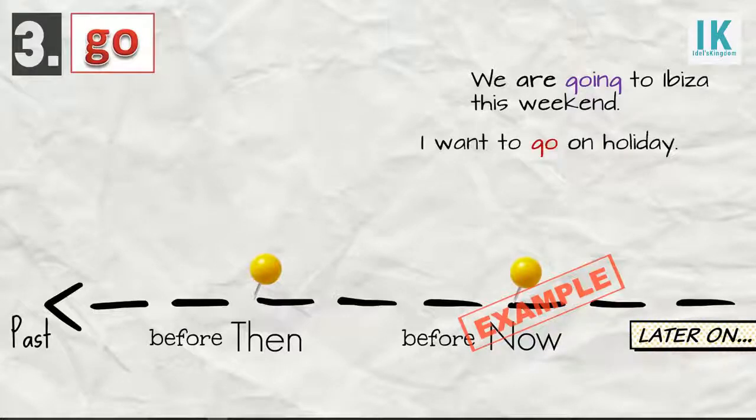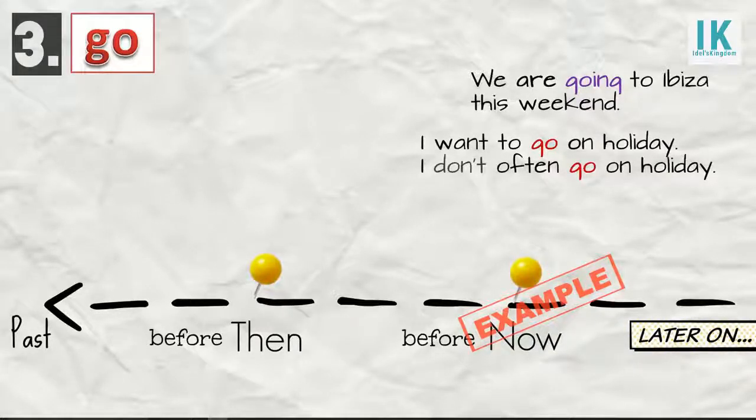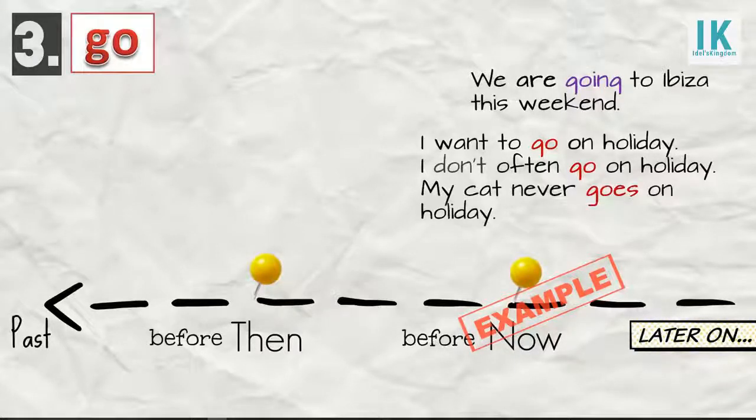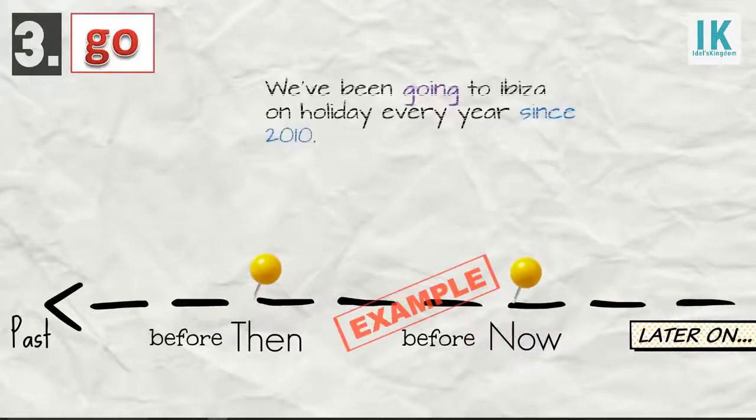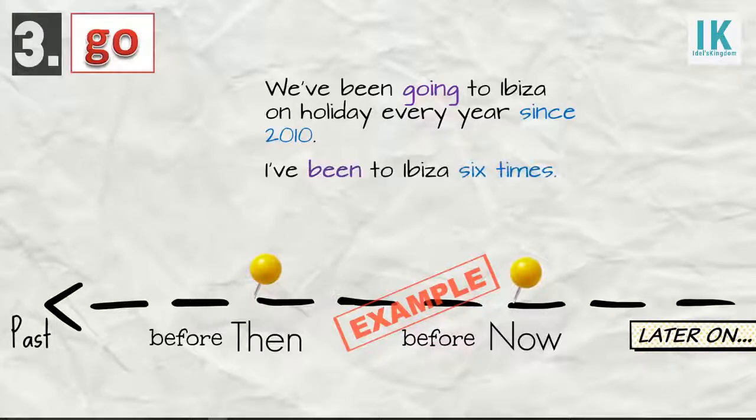I want to go on holiday. I don't often go on holiday. My kid never goes on holiday. We've been going to Ibiza on holiday every year since 2010. I've been to Ibiza 6 times.